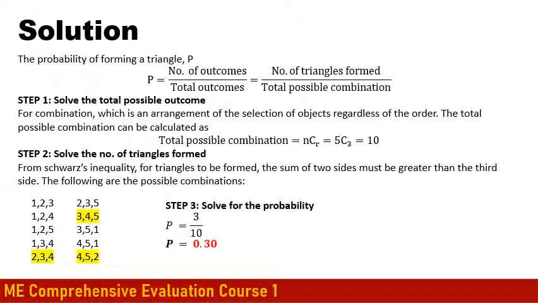Thus, for the probability, we will have 3 successful outcomes divided by the total possible outcomes or combinations, which is 10. In decimal, our answer would be 0.3. Or there is a 30% chance that the sticks that will be combined can form a triangle. So that is the definition of probability.